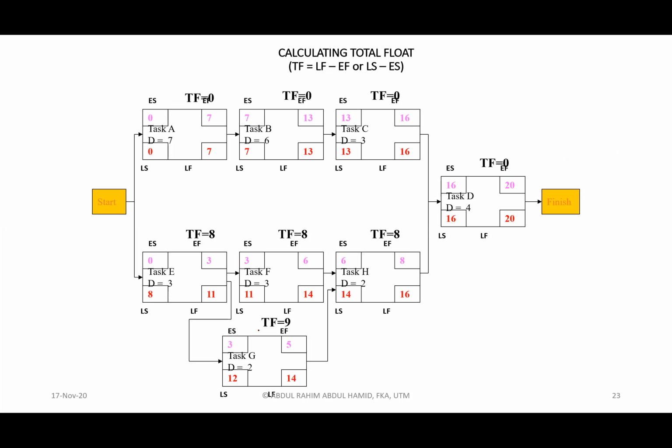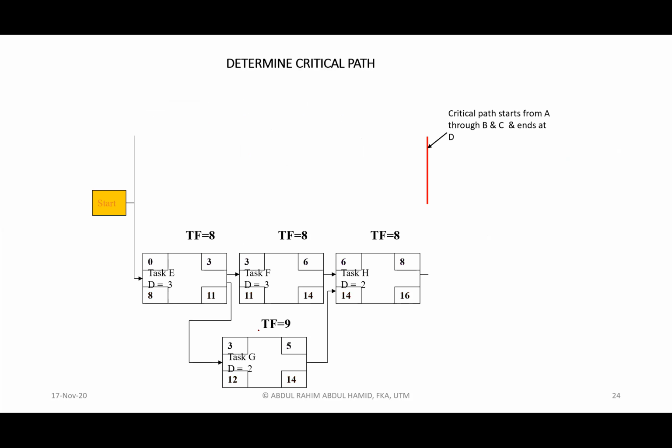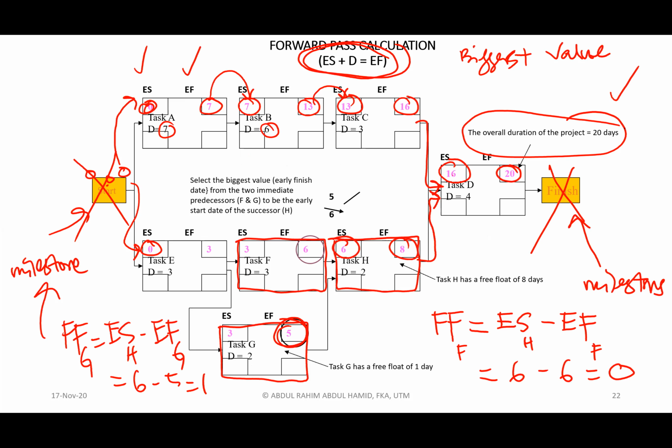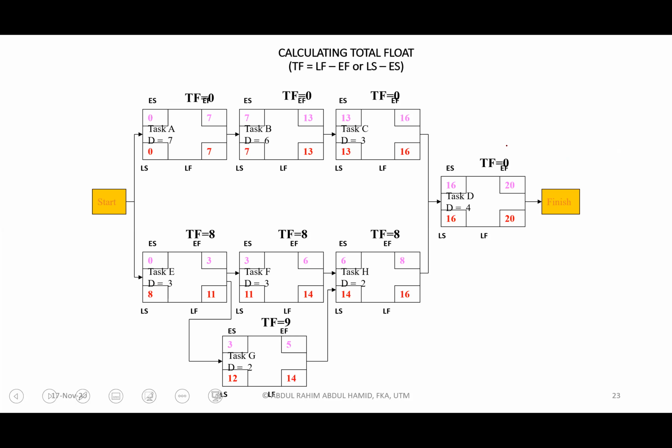And we complete the calculation for the forward pass. Okay, backward pass. What is backward pass? It is to do the calculation backward. Remember, we already completed on this value 20. How do we do backward pass? This value 20, we just transfer inside here. Whatever the last value, we will transfer. And remember, the calculation is late start equivalent to late finish minus duration. So 20 minus 4 is equivalent to 16.